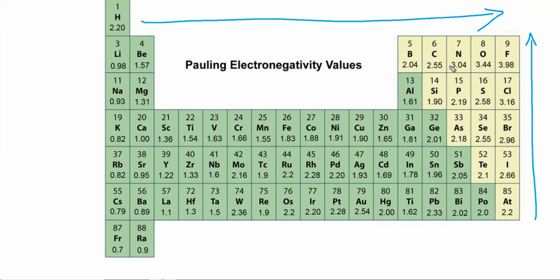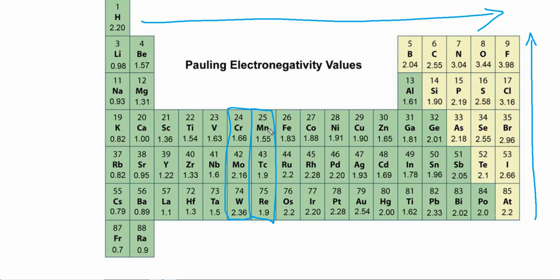And you will see some exceptions to these rules when moving left to right between elements. For example, group 6B to group 7B, which is here, group 6B to group 7B. We can look at chromium and manganese. Normally, electronegativity should increase left to right. However, in this case, chromium has a greater electronegativity than manganese.